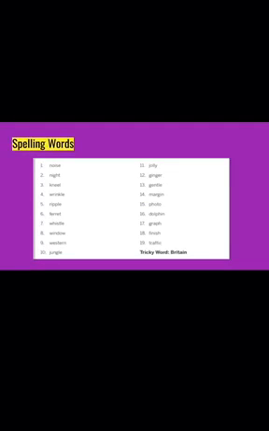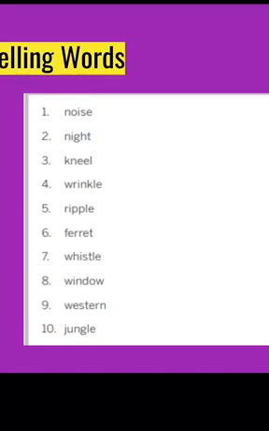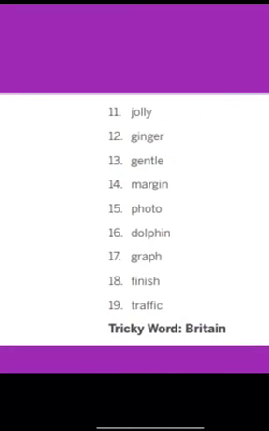You do have your new spelling words. I'll run through those quickly with you. Number 1, noise. 2, night. 3, kneel. 4, wrinkle. 5, ripple. 6, ferret. 7, whistle. 8, window. 9, western. 10, jungle. 11, jolly. 12, ginger. 13, gentle. 14, margin. 15, photo. 16, dolphin. 17, graph. 18, finish. 19, traffic. Whew.